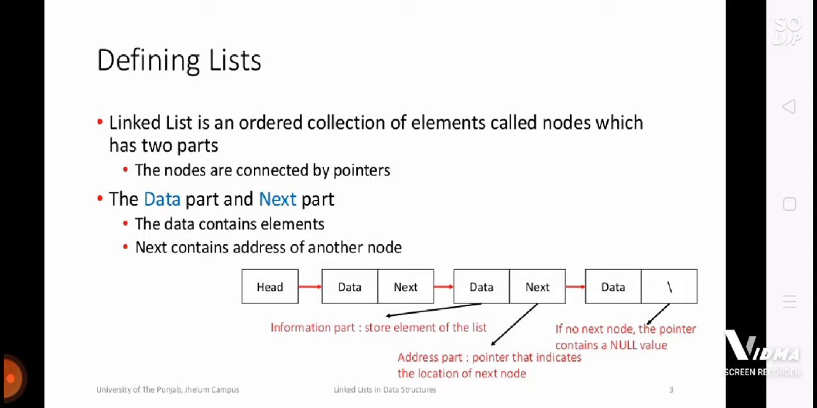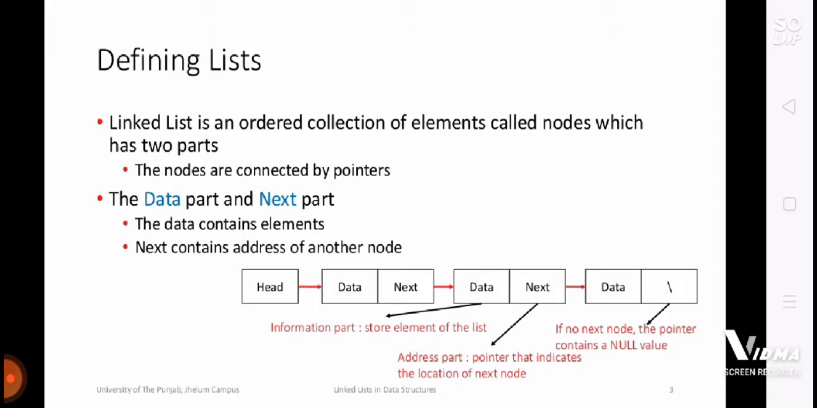Okay, the first part is known as the data part or info part, and the second part is known as the next part. The data or info part contains the information which we want to store in the list, and the next field, or the next part of the node, actually contains the link for the next incoming node. So the data part contains elements, and the next contains the address of the next node.